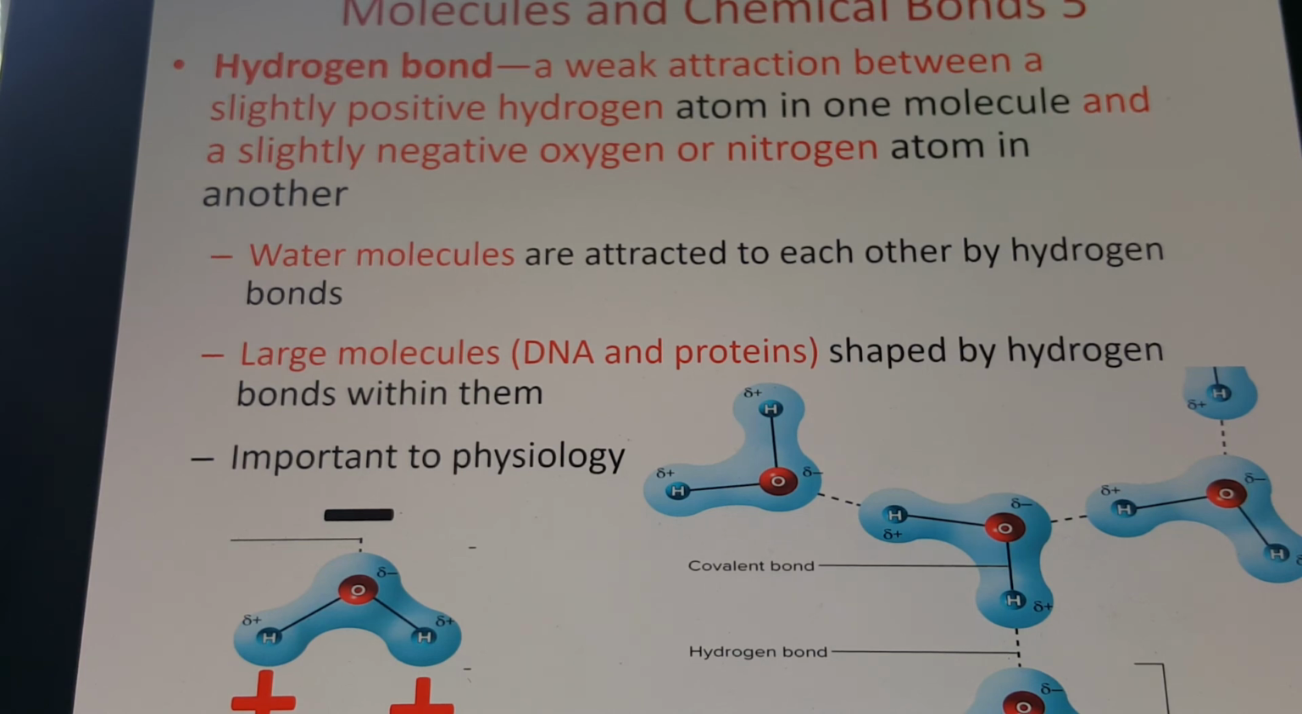This is also how our large molecules that we'll talk about later, chapters 3 and 4, DNA and proteins, are able to keep their shape: with these weak hydrogen bonds.